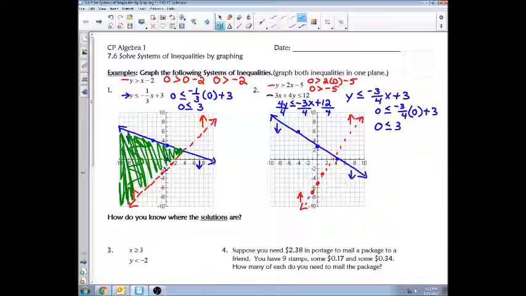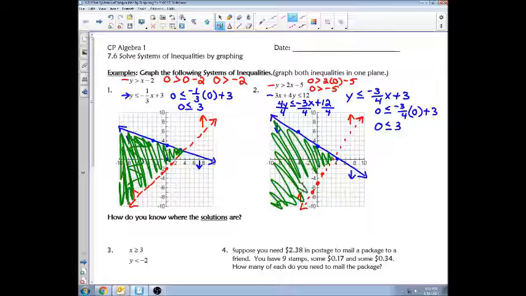Again, now that I know what direction everything is being shaded in, I'm going to shade in the area where the arrows are pointed at each other. So that will be this big section here. Again, the blue line is part of our solution set. The red dotted line would not be part of our solution set.